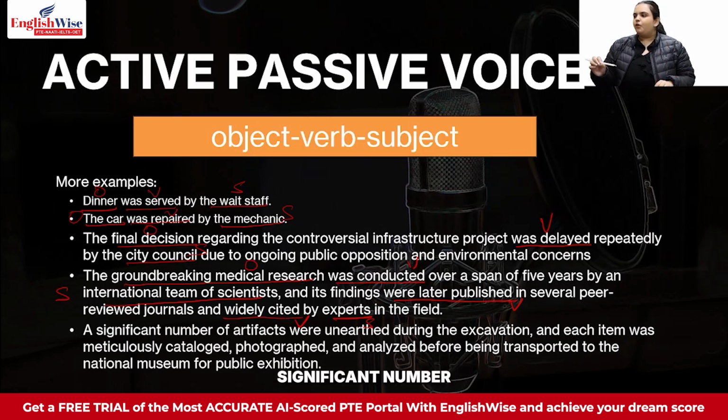A significant number of artifacts were unearthed during the excavation, and each item was meticulously catalogued, photographed and analyzed before being transported to the National Museum for public exhibition. Now over here, again we are going to find out what is the verb. The verb is unearthed. That was the verb. First verb is unearthed. Okay. Then you have was meticulously catalogued, photographed and analyzed. There are also other verbs. Okay, so they are all the verbs. Being transported is also a verb.